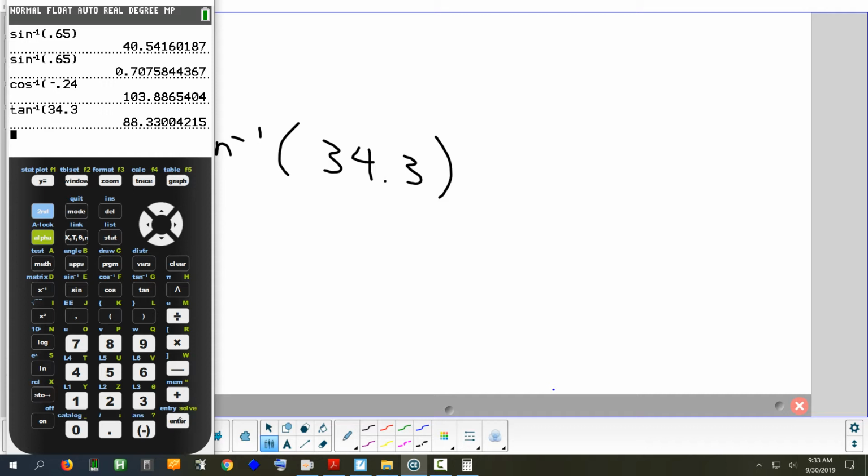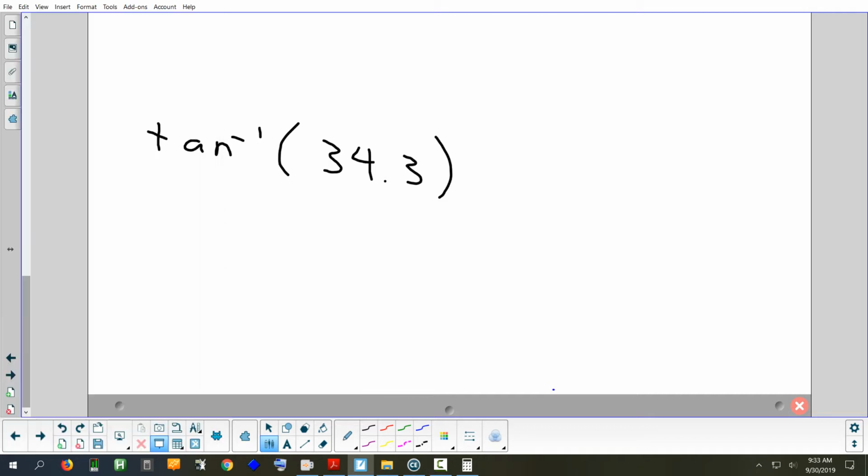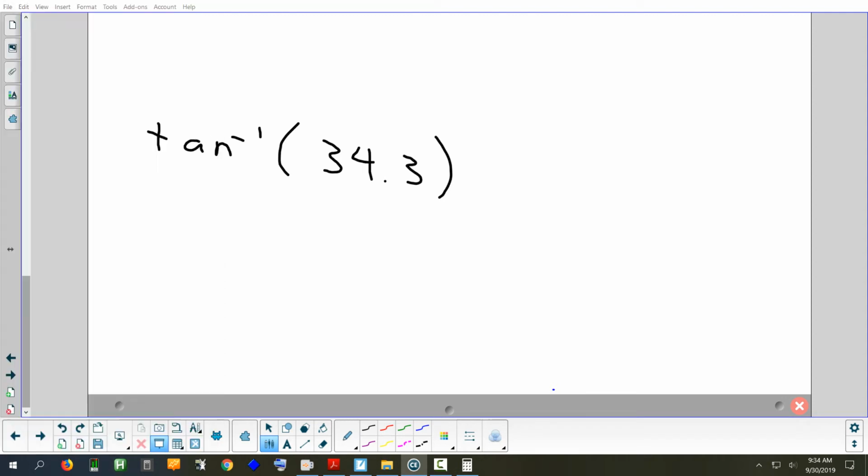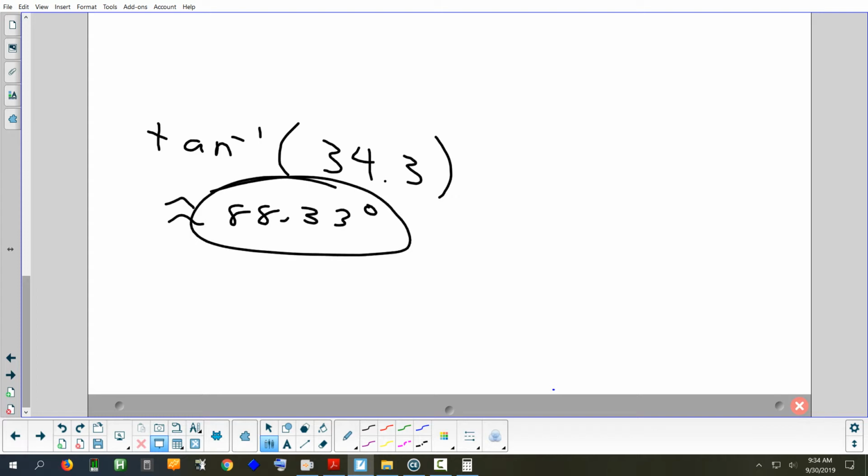Okay. So remember, that 34.3 is just a number. This is not radians, this is not degrees. It's just like the length when we did a coordinate. Part of a coordinate, that's all it is. That is in degrees, 88.33. Okay, so typing it in on the calculator, pretty easy. Second, press the trig function you need.